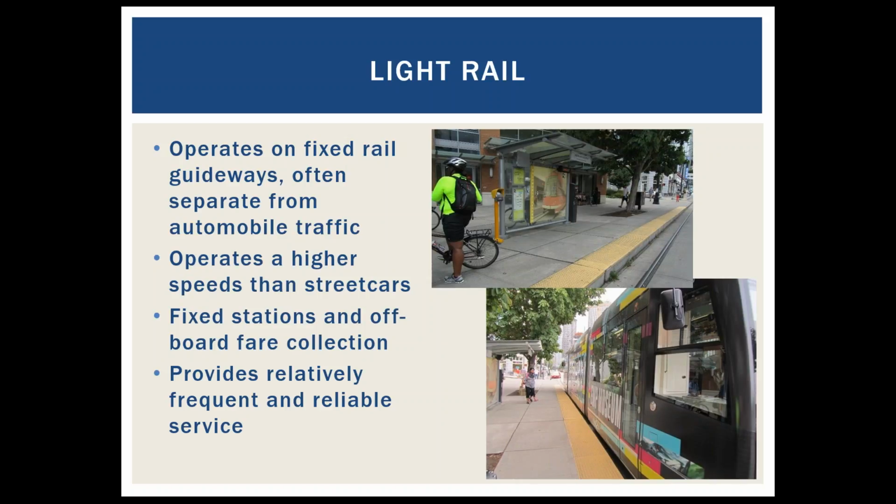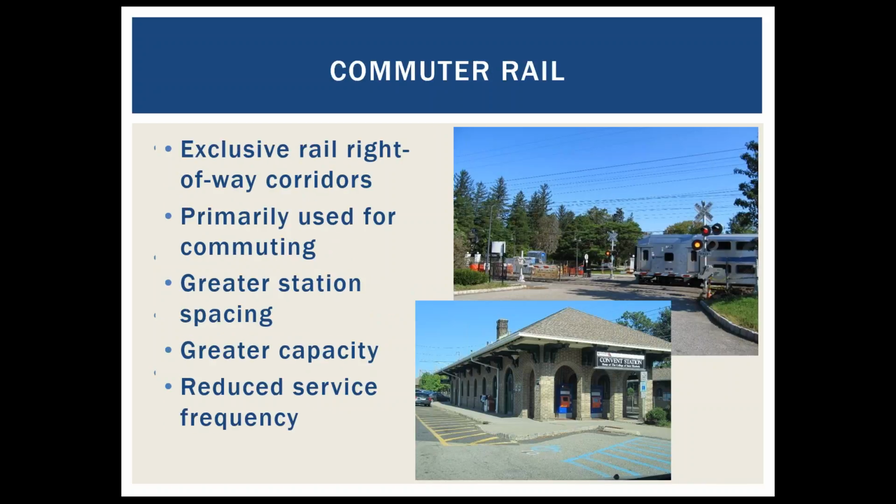Light rail operates on a fixed rail, of course, similar to streetcar, except the rails are typically separated from traffic. This allows for faster travel speeds compared to the streetcar or local bus, maybe sometimes 10 to 20 miles an hour faster. The station locations are fixed, and off-board fare collection as a means to improve travel speeds are also provided, similar to what I talked about with BRT.